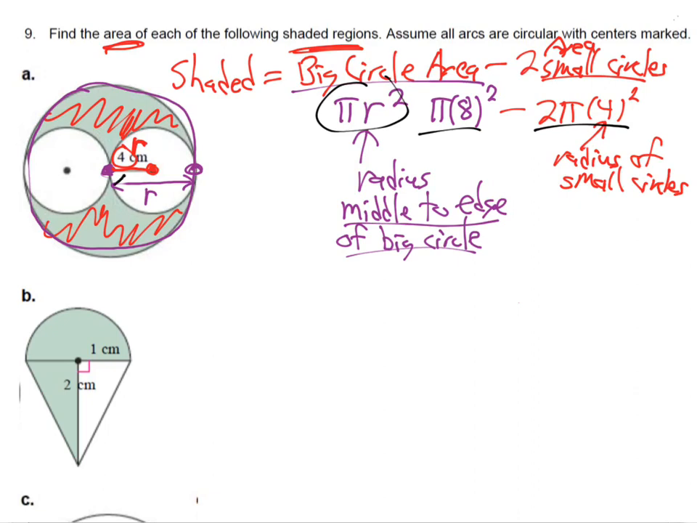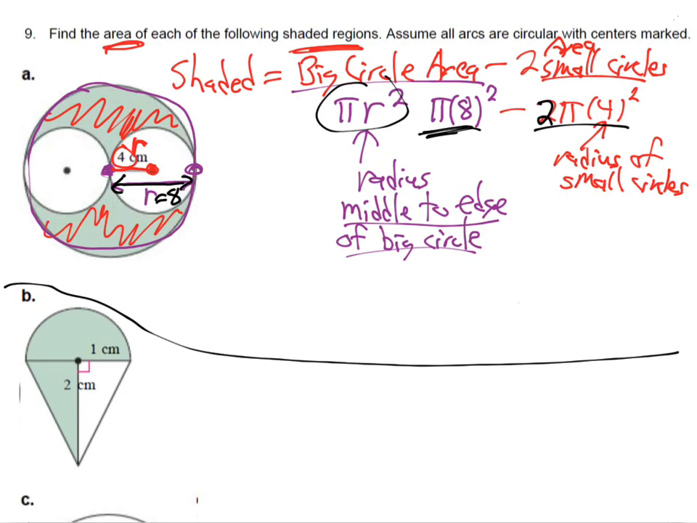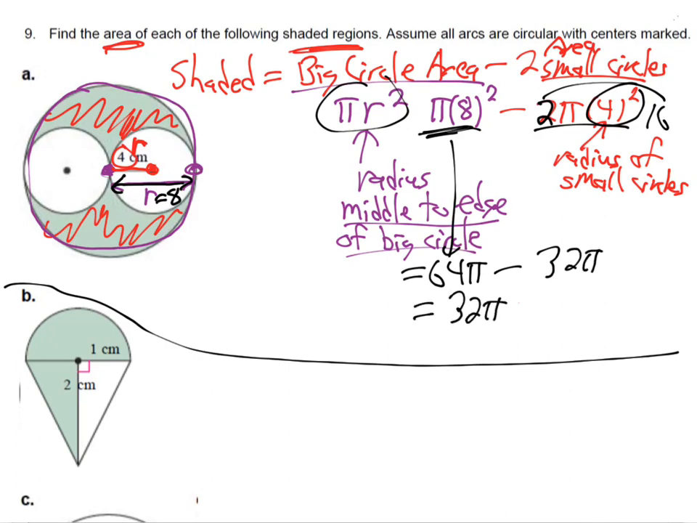We've got the radius for the whole big circle here, which is 8. And we've got the radius for the little circle, which is 4. And we have 2 of those little circles. So it's pi 8 squared. What's pi 8 squared? Let me give room down here. This is going to become 64 pi, because 8 squared is 64, minus 4 squared is 16, and 2 times 16 is 32 pi. And so if you subtract those, the difference is 32 pi.